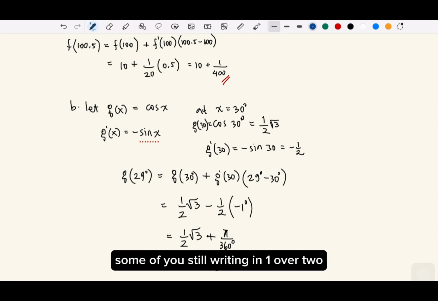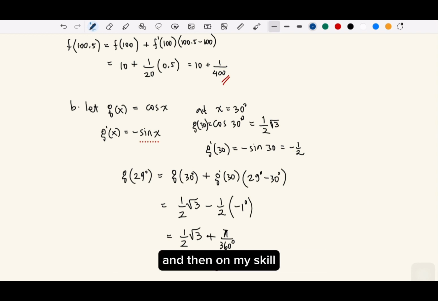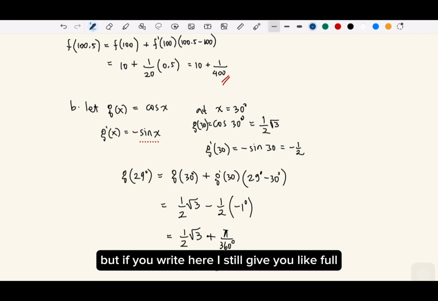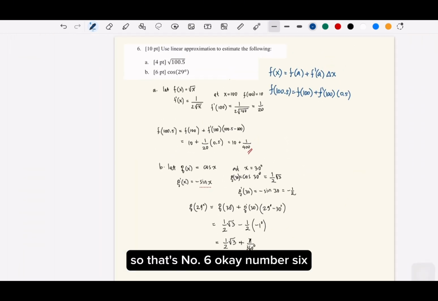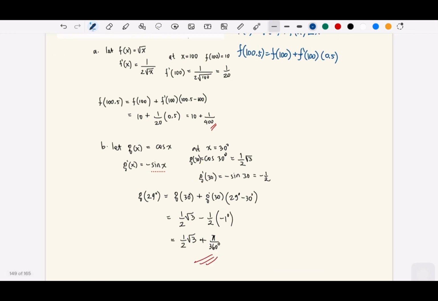Some of you still write in 1 over 2 and then combine it, still okay. This I just write in radian angle. But if you write it here, I still give you full points, okay? So that's number 6, okay? Number 6.